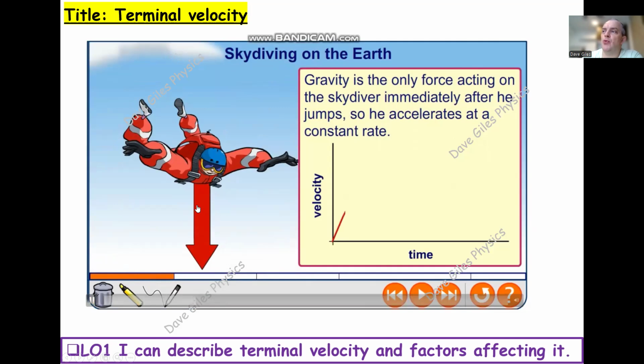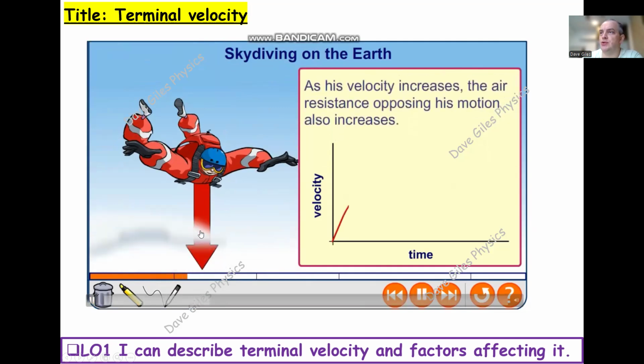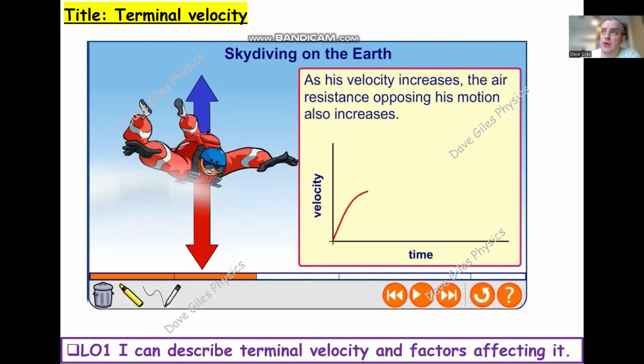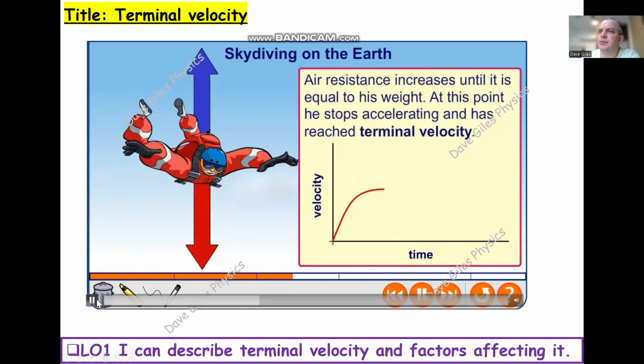And the downward force won't change. This should be constant. However, the second he starts to move, air is hitting him, which produces an opposing force. As we said earlier, as he speeds up, as he gets faster, there's more air hitting him every second. So the opposing force will get bigger with time, until eventually you get terminal velocity, when the air resistance is equal to the weight of the man.